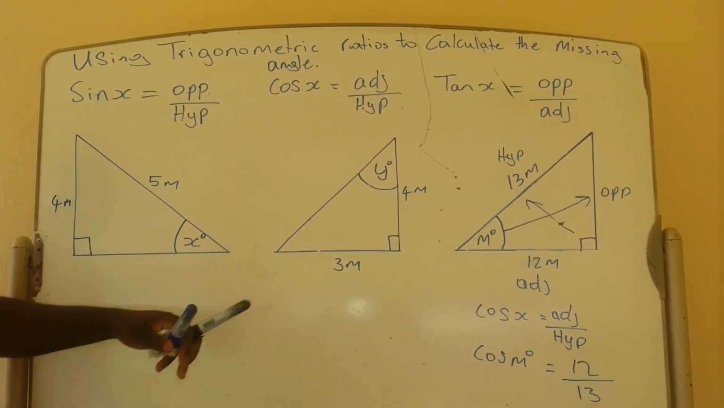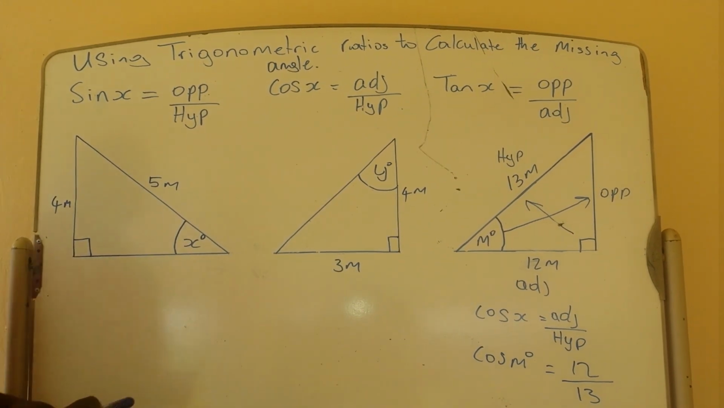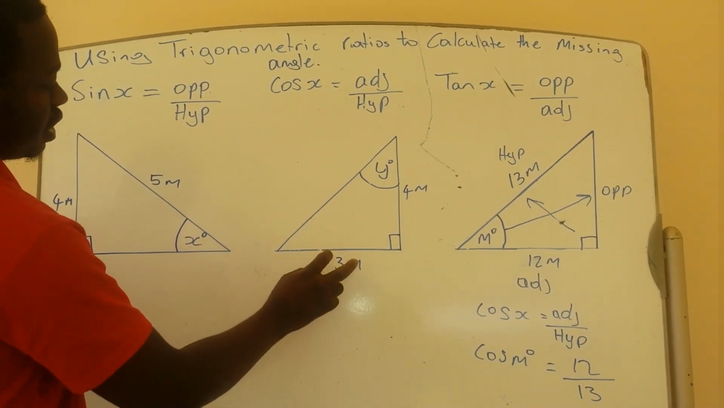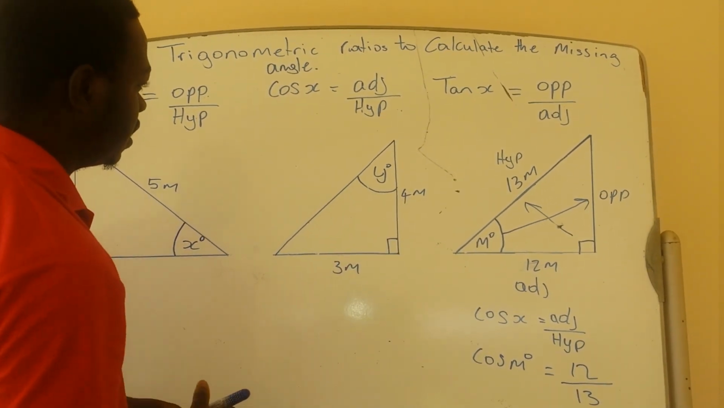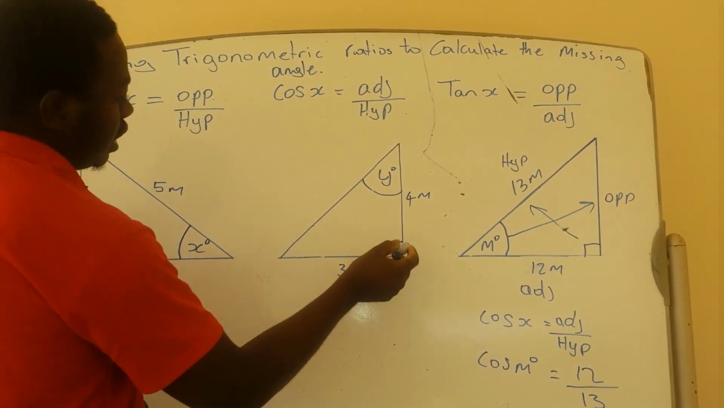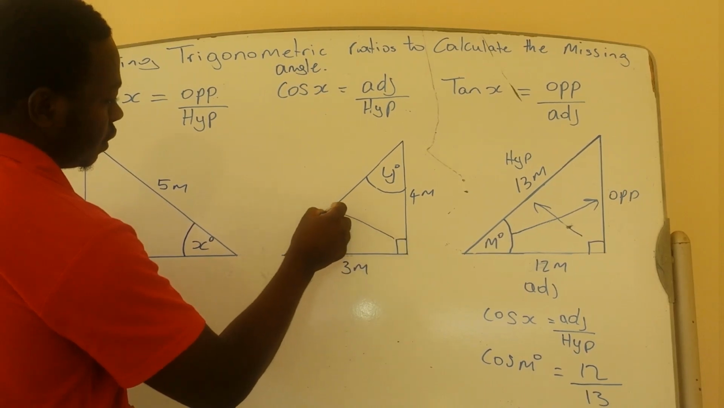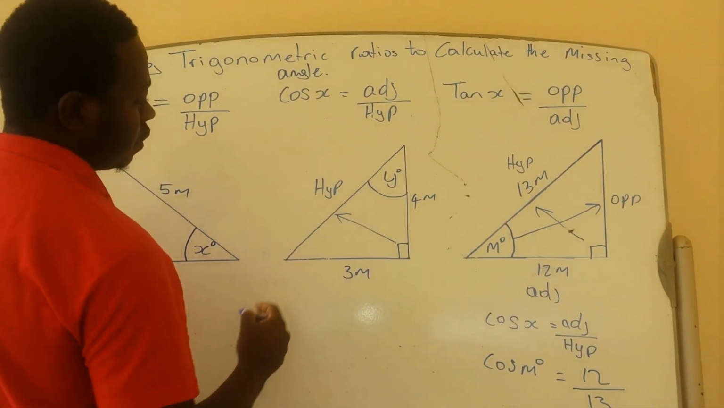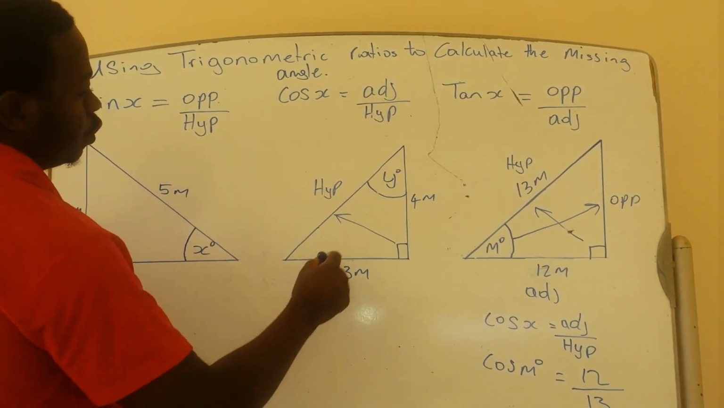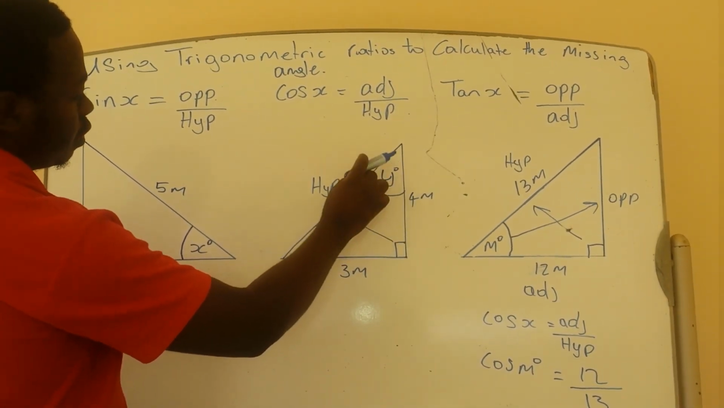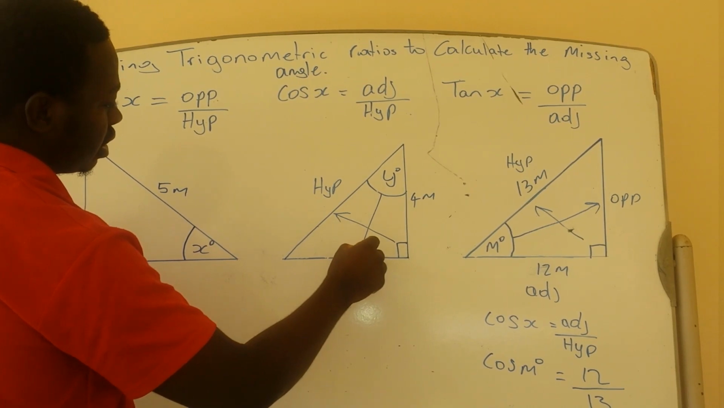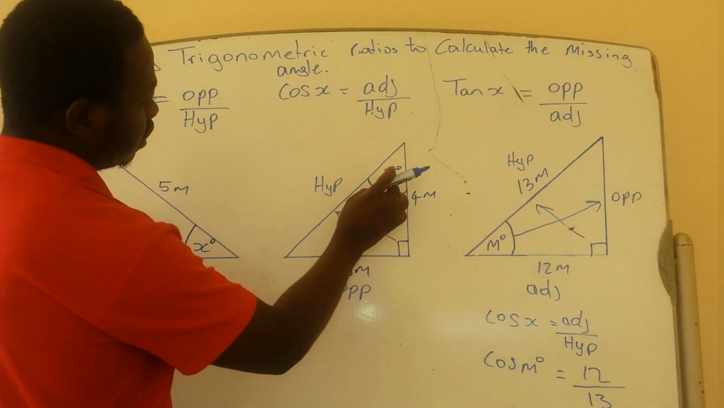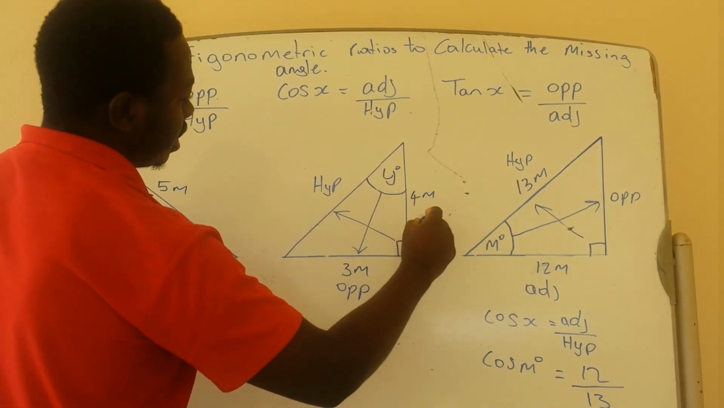So let's look at the second question. Here we have been given y degrees, we have been given 3 centimeter and 4 centimeter. So we're going to label our triangle. That's the approach. We know that this is the hypotenuse, this side here. According to this angle, which is y degrees, this side is opposite. And according to this angle, this side is adjacent.